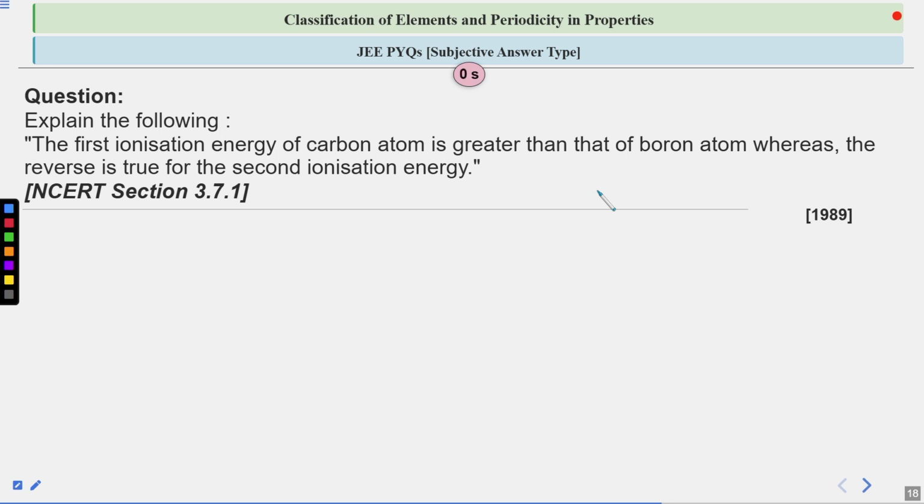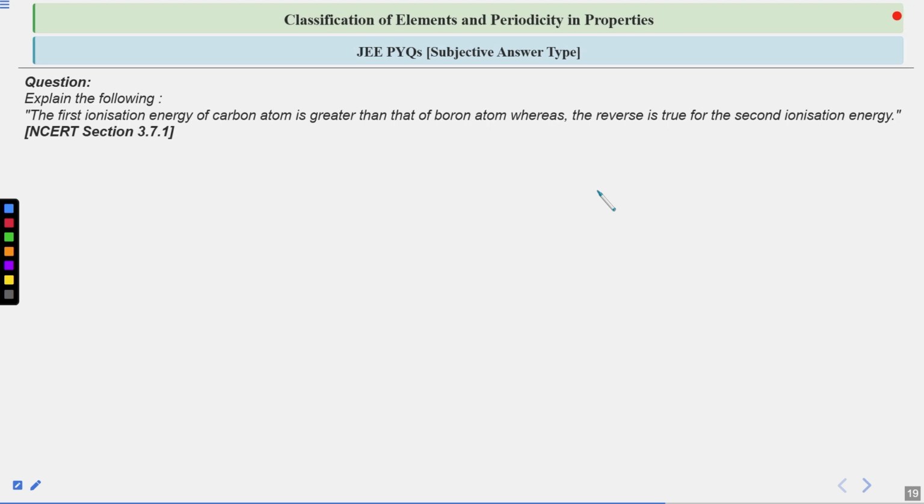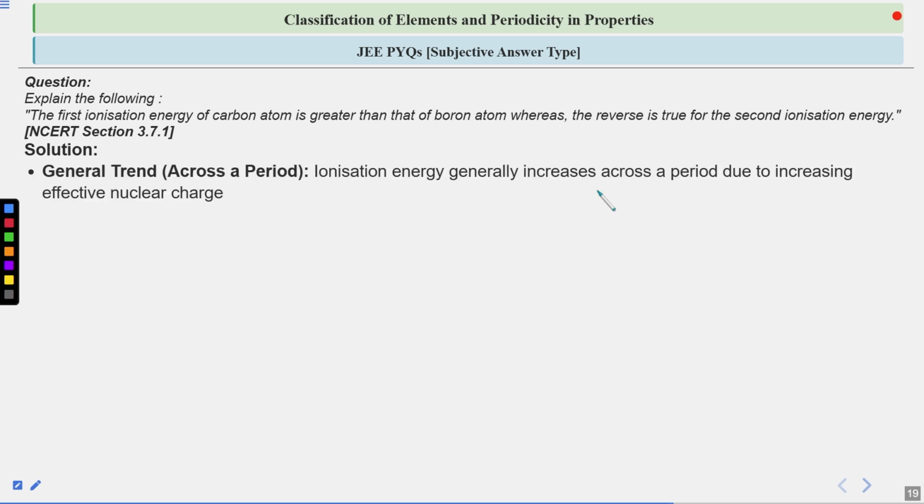So your time is up. What will be the correct statement here? So it is written already. You have to just explain this statement. So what we can write about the carbon and boron? We know a general trend. Now they both are falling in the same period. Therefore, ionization energy increases across a period. We know it. And that is happening due to increasing effective nuclear charge.